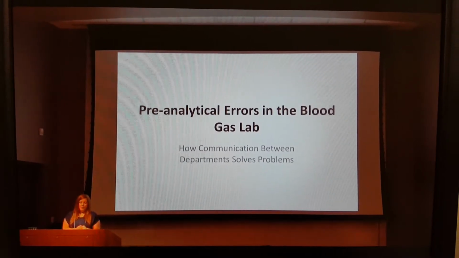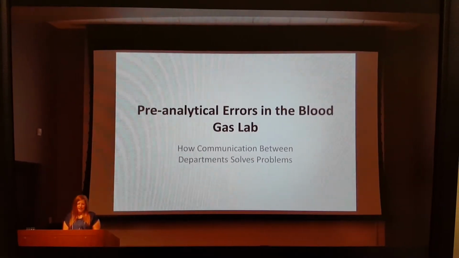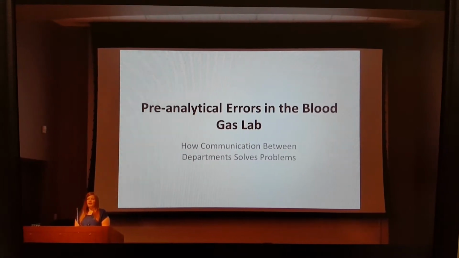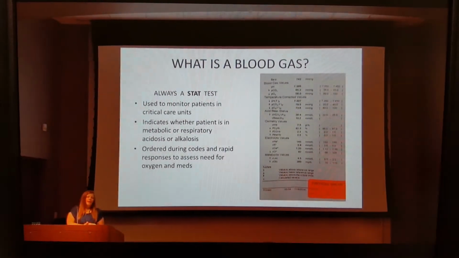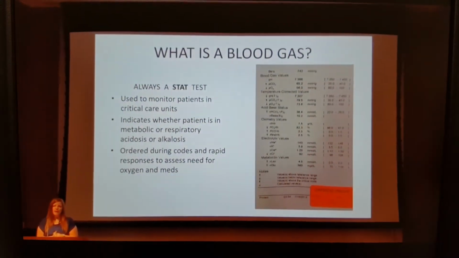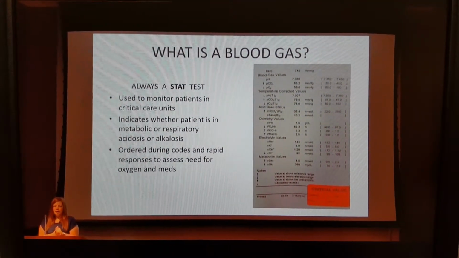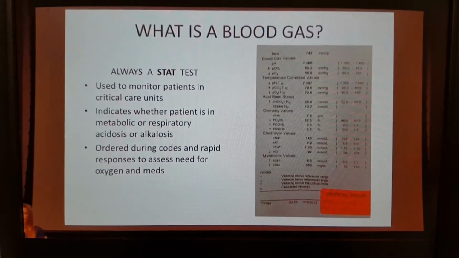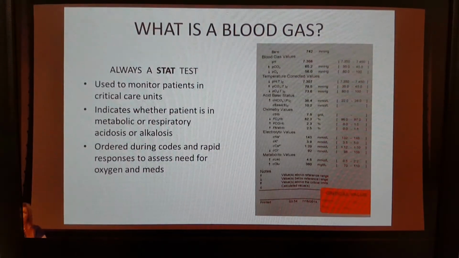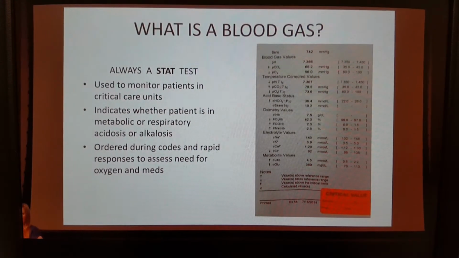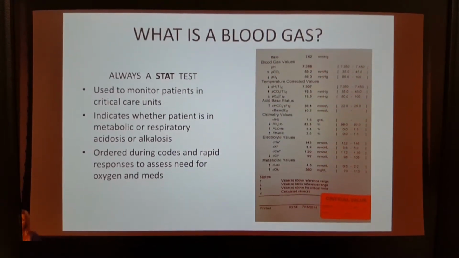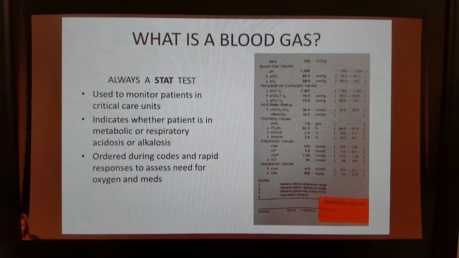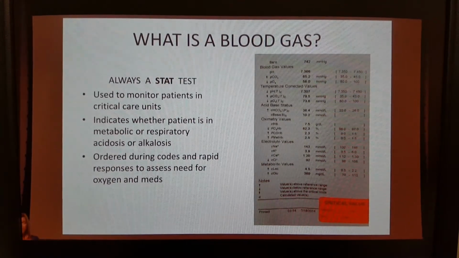And I'm going to talk to you about pre-analytical errors in the blood gas lab and how communication between departments can solve problems. First of all, what is a blood gas? A blood gas is a stat test. It can be done on arterial or venous blood. It's used to monitor patients in our critical care unit. It indicates whether the patient is in respiratory or metabolic acidosis or alkalosis, and it's ordered during codes and rapid responses to assess the patient's need for oxygen and medications.